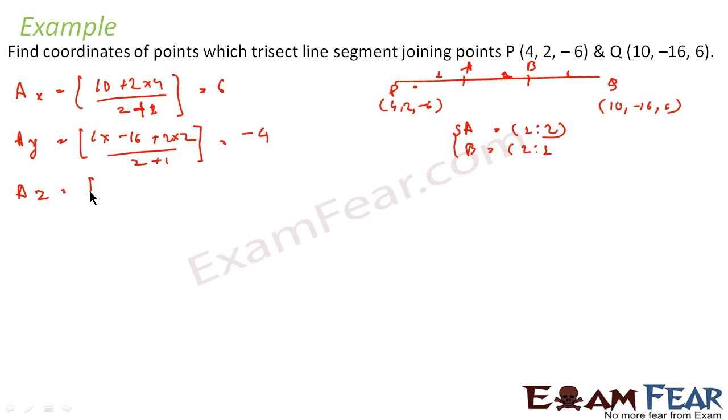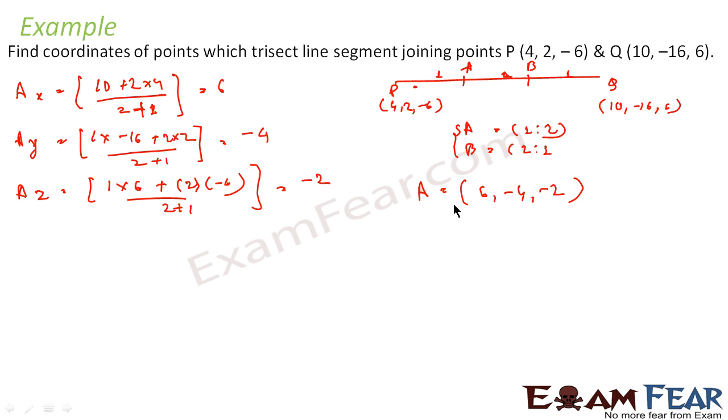Similarly, AZ turns out to be (1 into 6 plus 2 into -6) by (2 plus 1), and that value comes out to be 6 minus 12, which is -6, by 3 is -2. So we know that point A is nothing but (6, -4, -2).